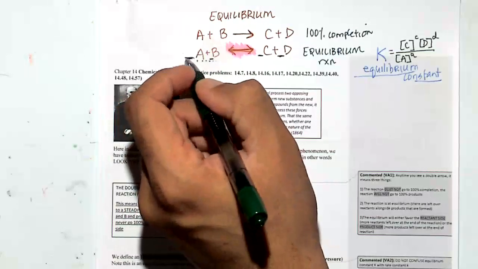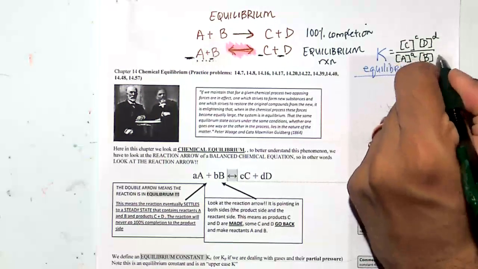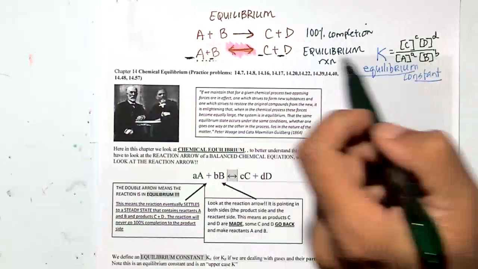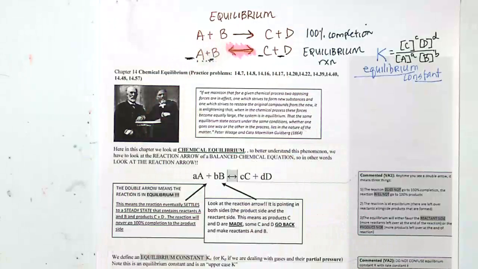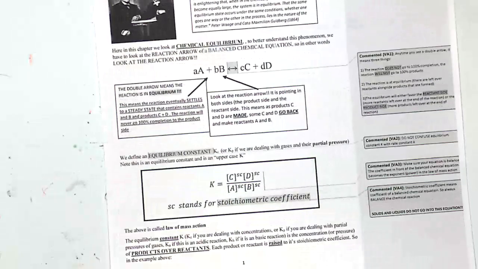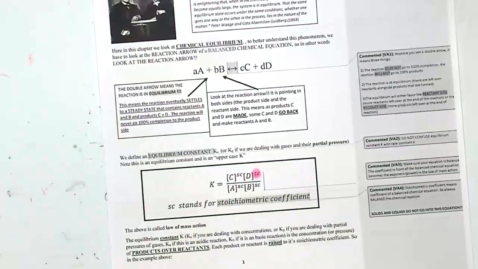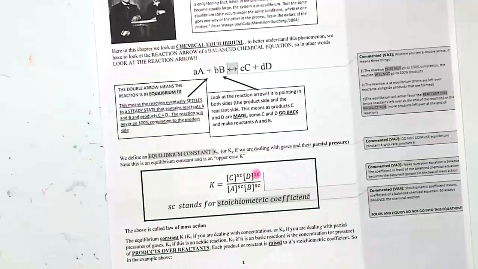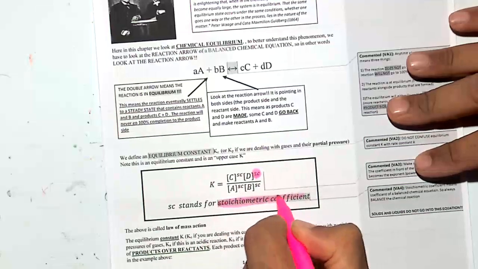This is called the stoichiometric coefficient. Okay, divided by the concentration of reactants, raised to the power of whatever number is in front of it to balance it. Okay, this SC that you see here is called the stoichiometric coefficient. Okay, the number that you put in to balance it. It's raised to the power of that number.